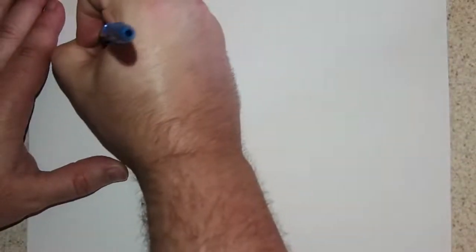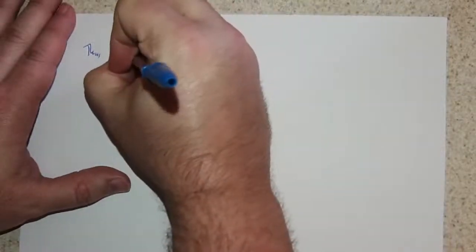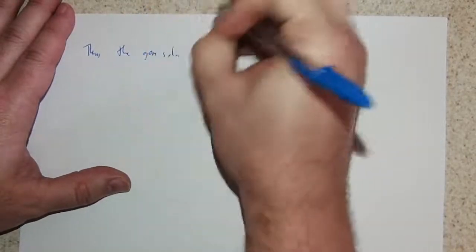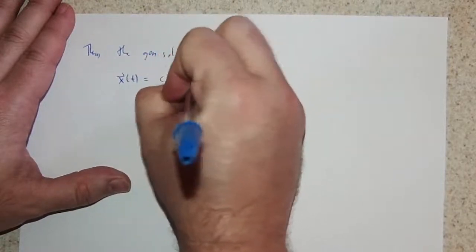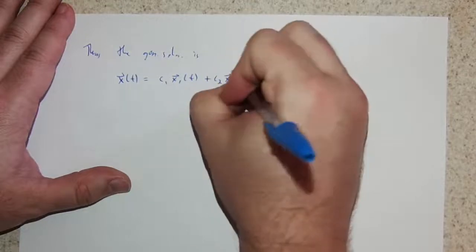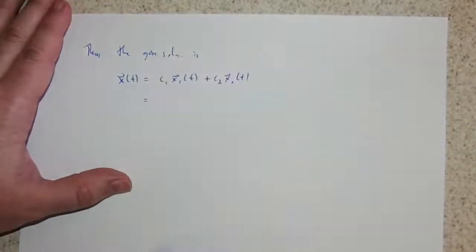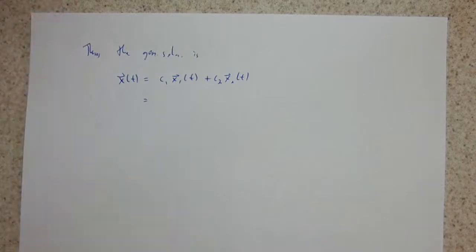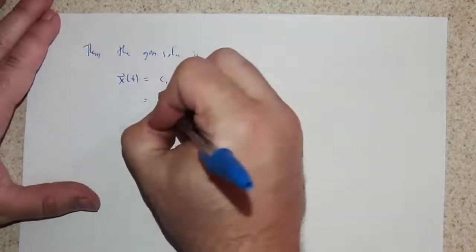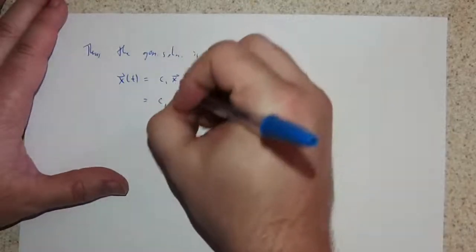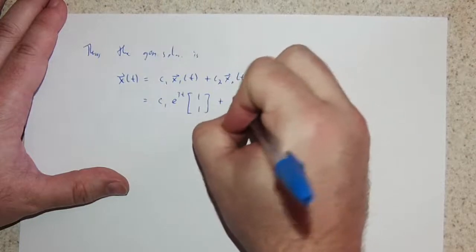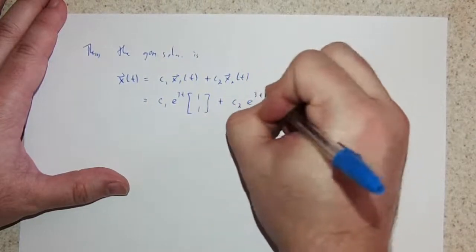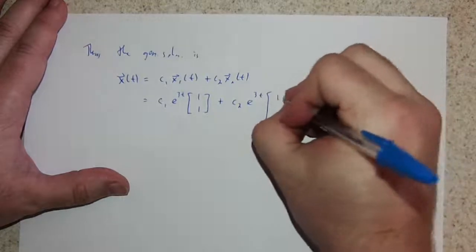Thus, the general solution is x of t, which is c1 x1 of t plus c2 x2 of t. So this is c1 times e to the 3t times (1, 1), plus c2 times e to the 3t times (1 plus t, t).